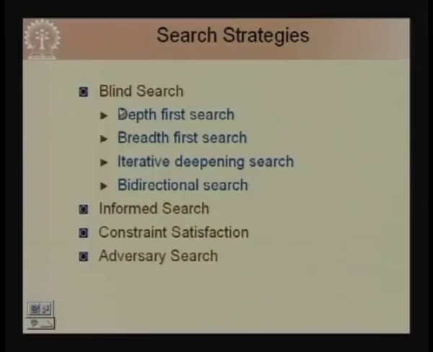As I mentioned, today we will look at several blind search strategies: depth first search, breadth first search, iterative deepening search, and bidirectional search. In the subsequent classes, we will look at informed search, search using a heuristic function, and we will also look at constraint satisfaction problems, which can be modeled as search problems, and two-person games or adversarial search.